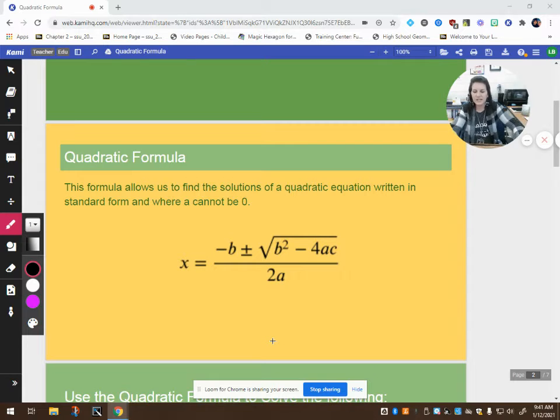Sometimes we have quadratics that we can't solve by factoring or that we can't solve by completing the square. But this allows us to solve all quadratics as long as the a value is not 0. So what is the quadratic formula?